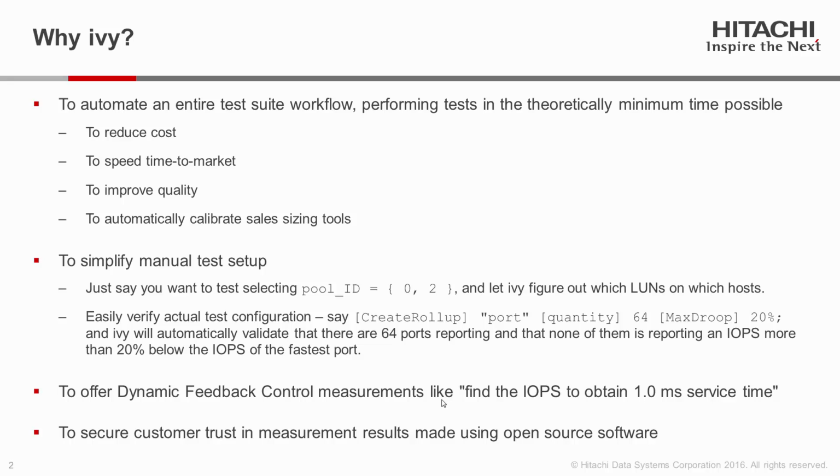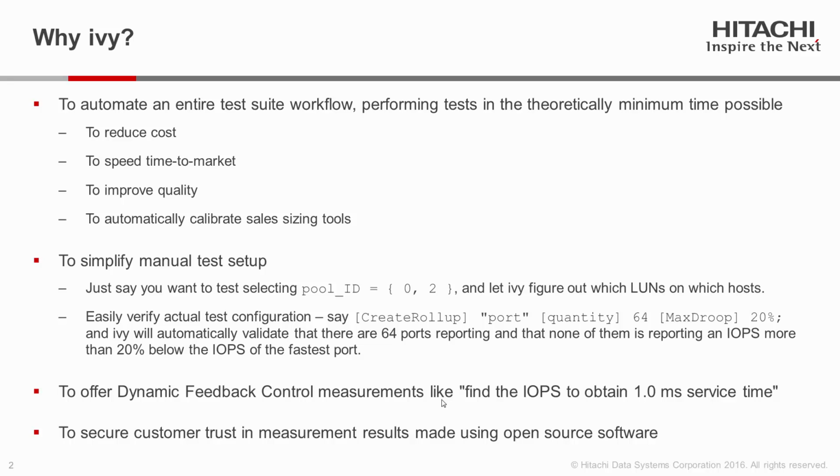And then the more short-term goal for manual testing is to significantly simplify setting up manual tests. Just say, for example, that you want to test selecting HTTP pool ID equals 0 and 2, and let Ivy figure out which ones on which test hosts you want to use.